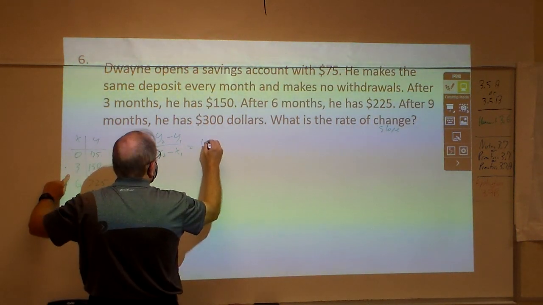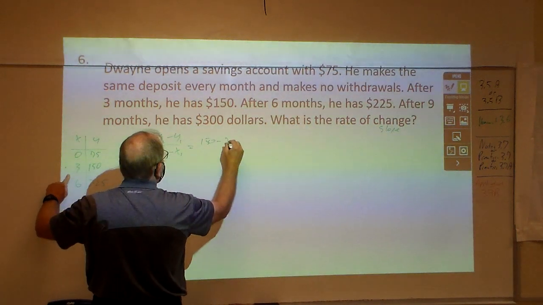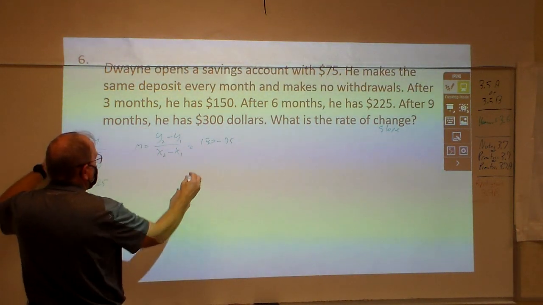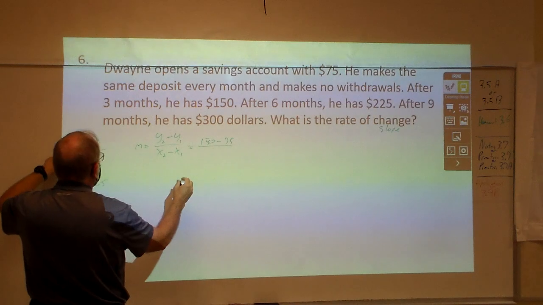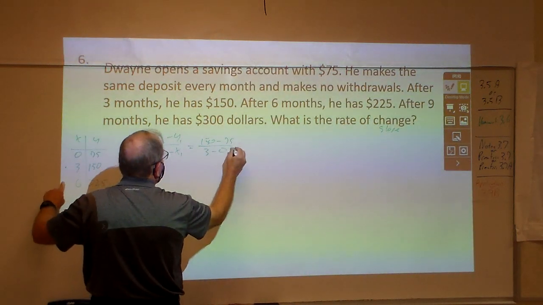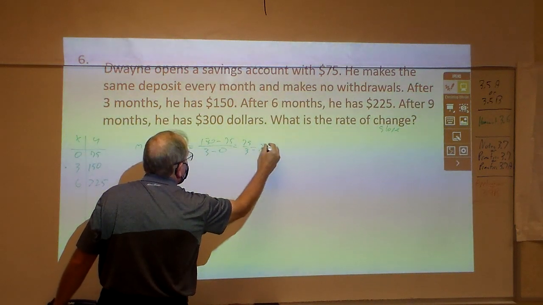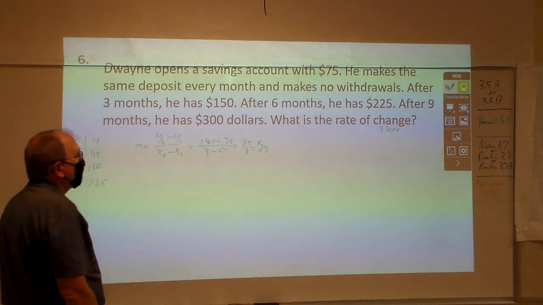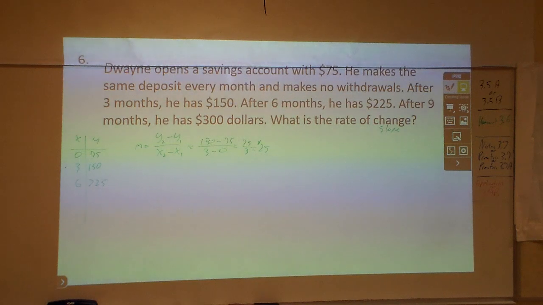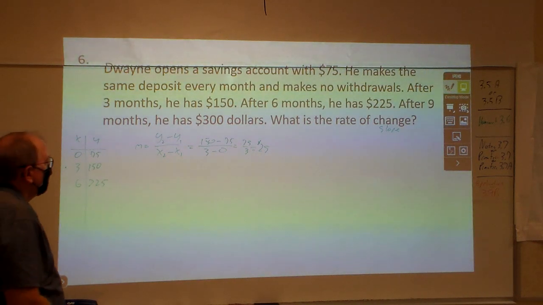So I would write 150 minus the 75, because that means it's now y1, over 3 minus 0, which would give me 75 over 3, which would reduce to about 25. So my actual rate of change or slope is $25 per month that he's adding to the account.